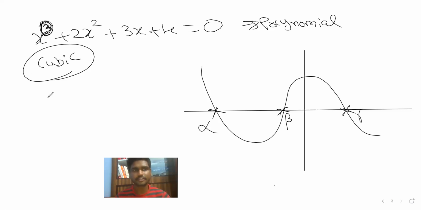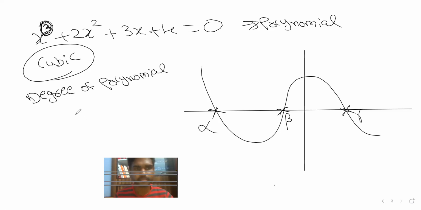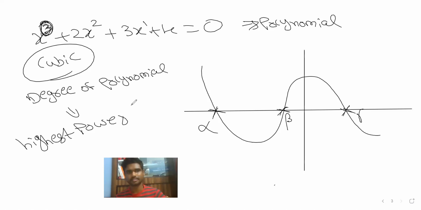Actually, this is called the degree of the polynomial. Degree of the polynomial is nothing but the highest power, because we have powers 3, 2, 1 also, right? We have powers.